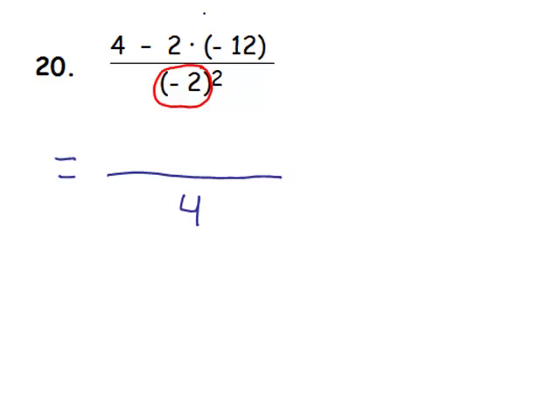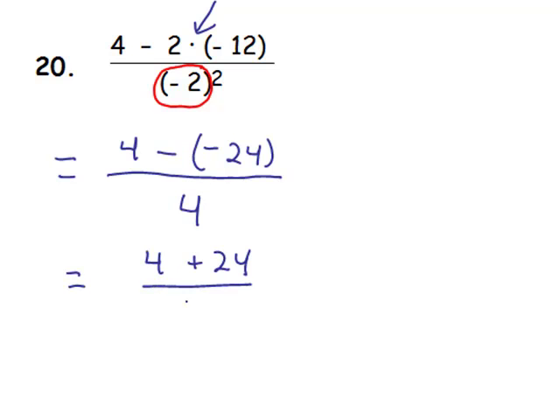In the numerator, I see multiplication. So I'm going to multiply first. That's 4 minus 2 times negative 12 is negative 24. I'll put that in parentheses to separate those minus signs. And now the numerator becomes 4 plus 24, all divided by 4. 28 divided by 4 is 7.